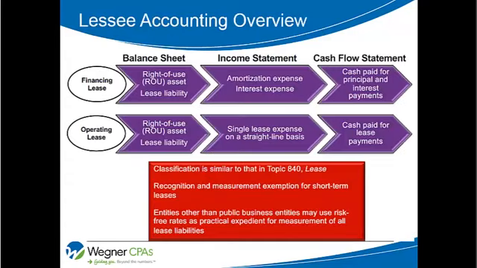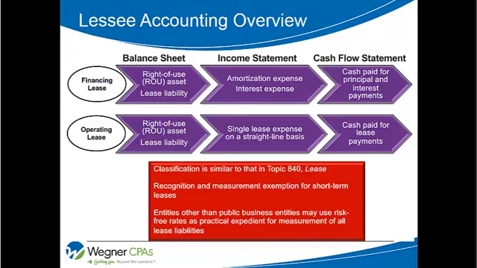All right, so on the balance sheet, you would see now a right of use asset. So this is the lessee side. You'd have a right of use asset and a lease liability. Okay. On the income statement, we've got our amortization expense and interest expense, and then cash paid for principal and interest payments on the cash flow statement.